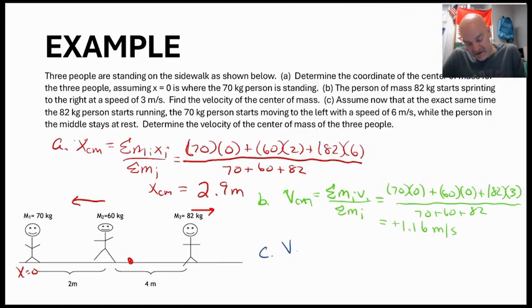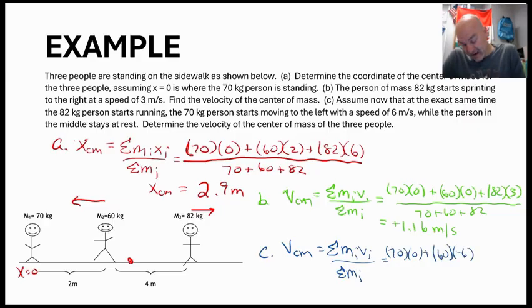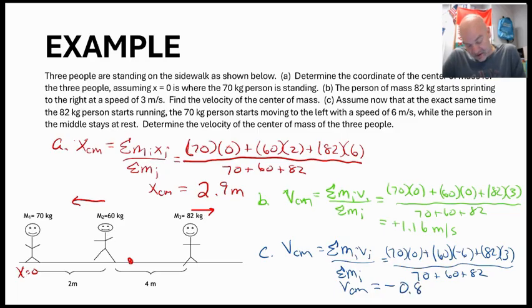All right, in part C, they want to know what happens when both of them are not moving. The 70 kilogram person is again not moving. The 60 kilogram person is now going to move to the left at 6 meters per second, and the 82 kilogram person is still going to run 3 meters per second to the right. And we have total mass. You're going to find that the velocity of the center of mass in this scenario is negative 0.82 meters per second.